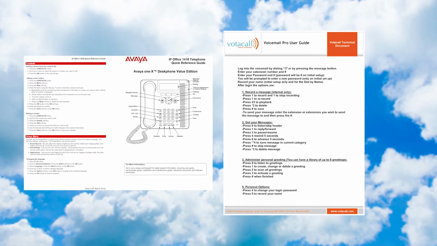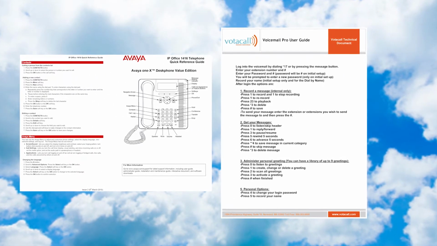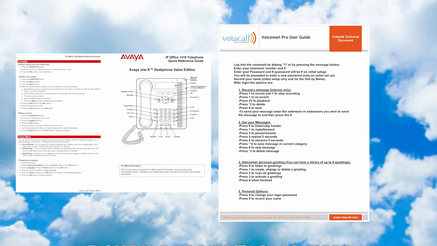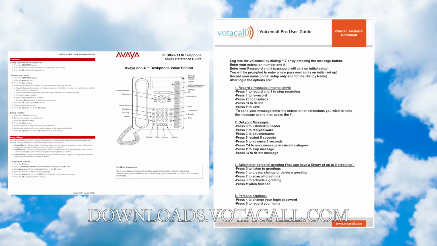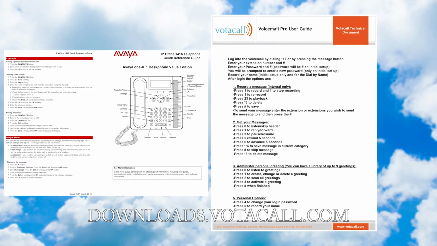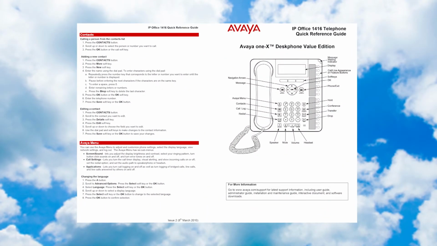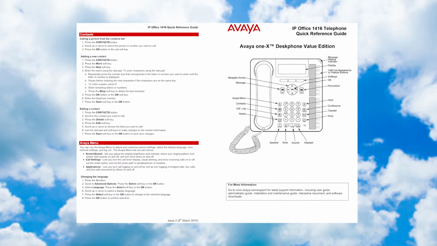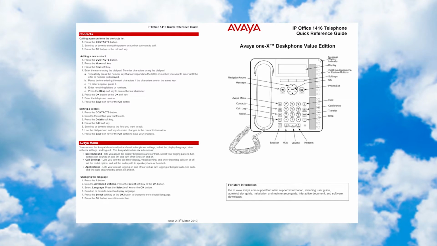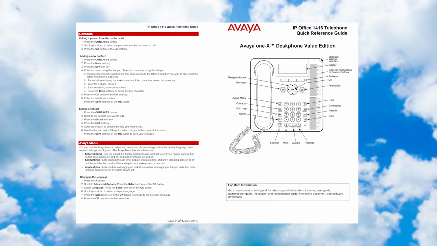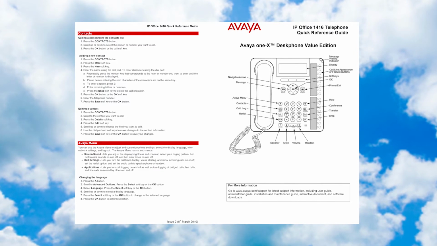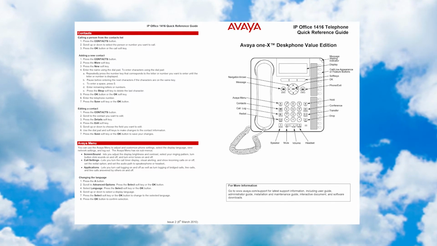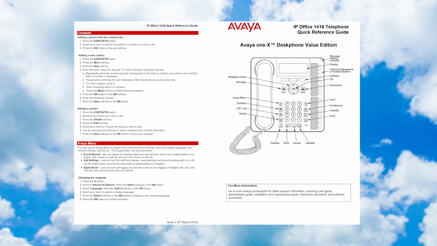When your phone was rolled out to you, you should have received two documents: the Avaya Quick User Guide for your phone and the Voicemail User Guide. If you don't have them, they can always be found at downloads.votacall.com. Let's focus on the Quick User Guide for a moment. Each guide has a picture of the phone and a breakdown of keys, as well as a step-by-step guide for things like transfer, conference, voicemail, and other day-to-day functions of using your phone.